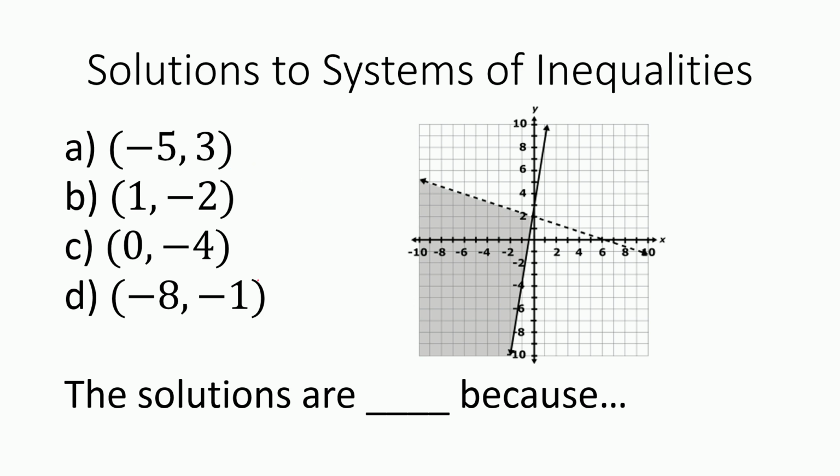So when I plot each of these points, I'm going to see if they're in the shaded area or not. On the line will work for a solid line, but not for the dashed line. Dashed line means those don't qualify as solutions. Or I'm sorry, solid line means they do.